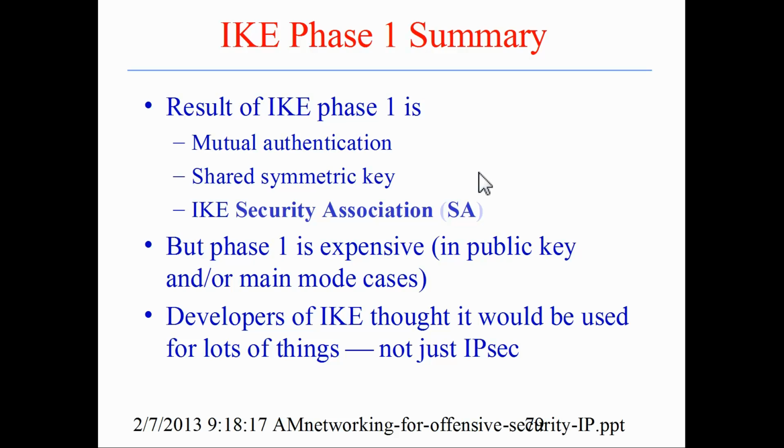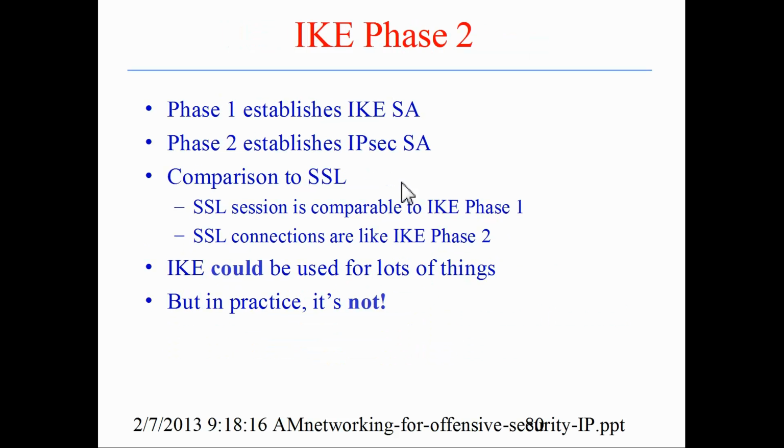It's very expensive and poses a significant performance overhead, and the developers of IKE thought this would be used for all the things and were rather ambitious. So there are various different options for the Security Association. There are various options for authentication, various options for what key format and what form of Diffie-Hellman. Phase two establishes effectively the IPsec Security Association, and this is very, very similar to SSL.